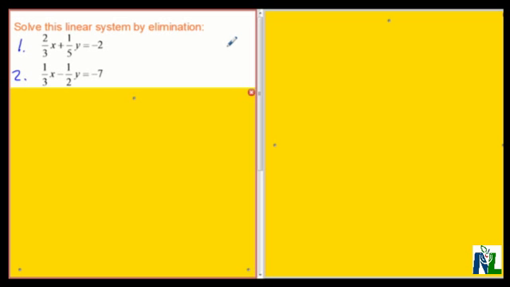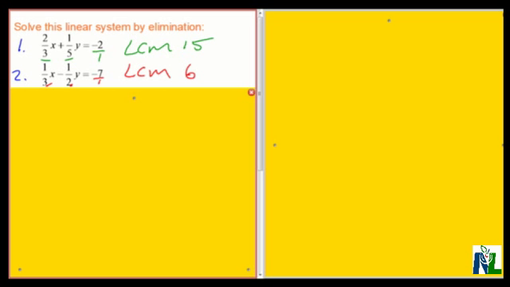To do this, I'm first going to determine the least common multiple, or LCM, of the denominators in each equation. In equation 1, I have denominator 3, denominator 5, and denominator 1. The LCM of these three denominators is 15. In equation 2, I have denominator 3, denominator 2, and denominator 1. The LCM of these three denominators is 6.